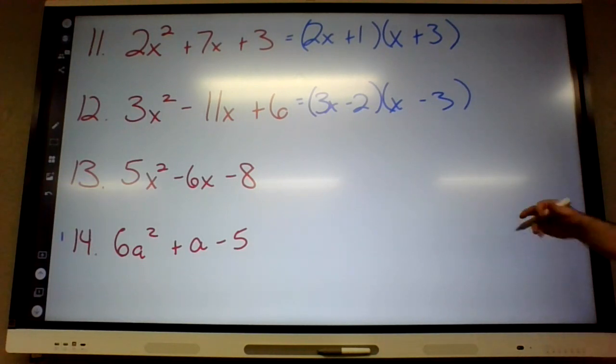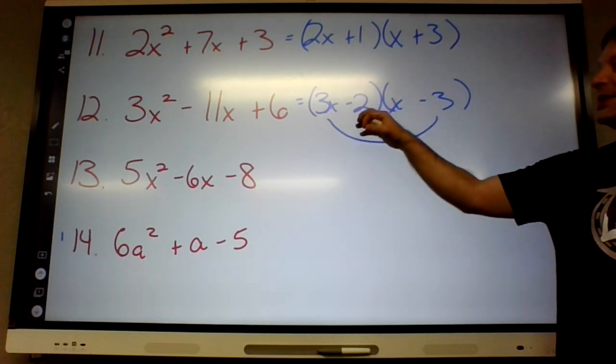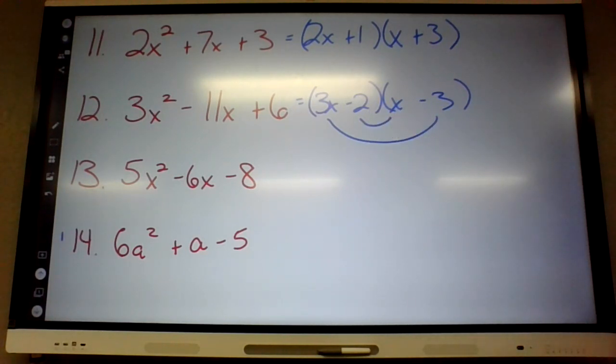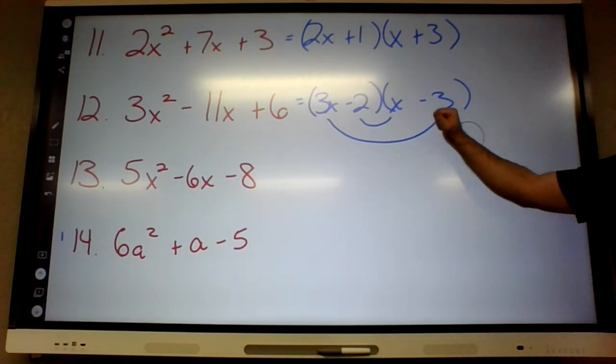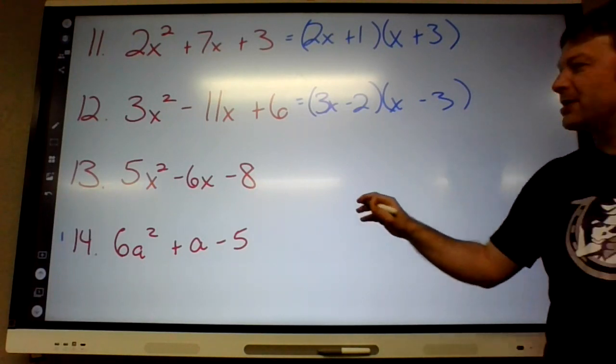Okay, so yeah, now the outside is -9x, the inside is -2x, and that does add up to -11x. I guess part of the reason these are confusing is because we switch between multiplying and adding a lot, right? Multiplying, adding, subtracting, just jump back and forth.